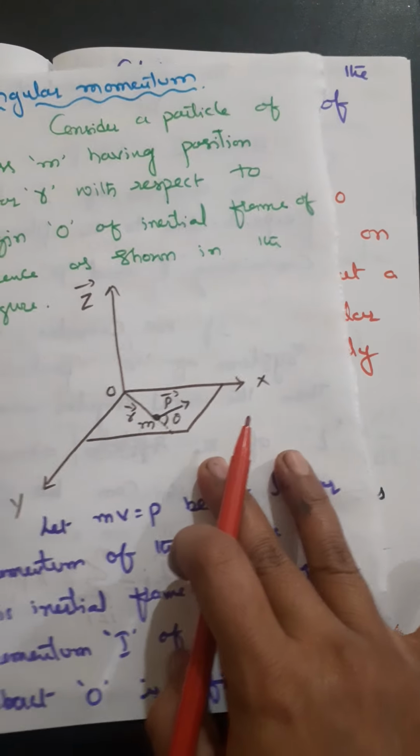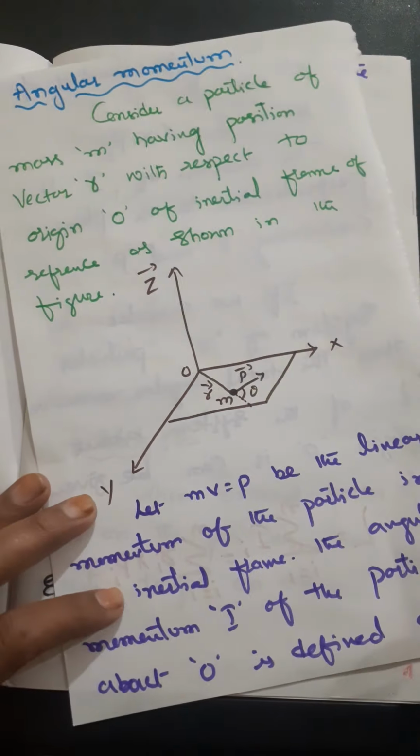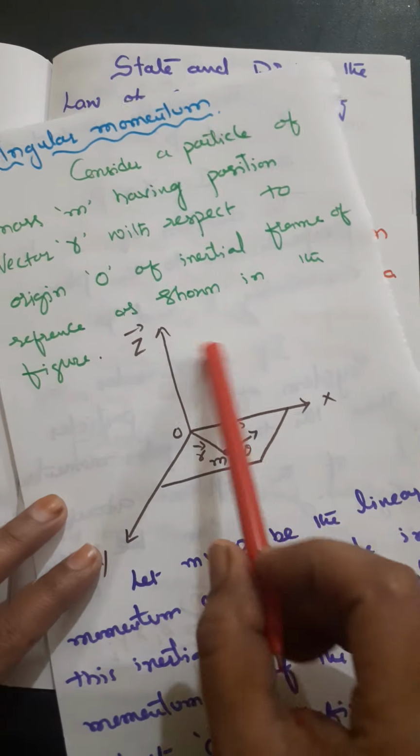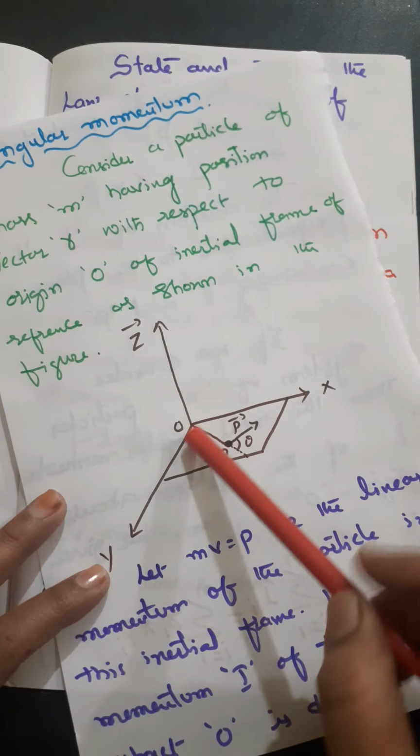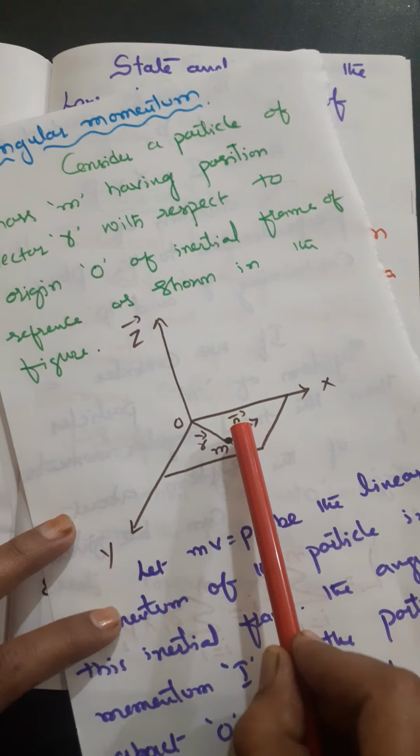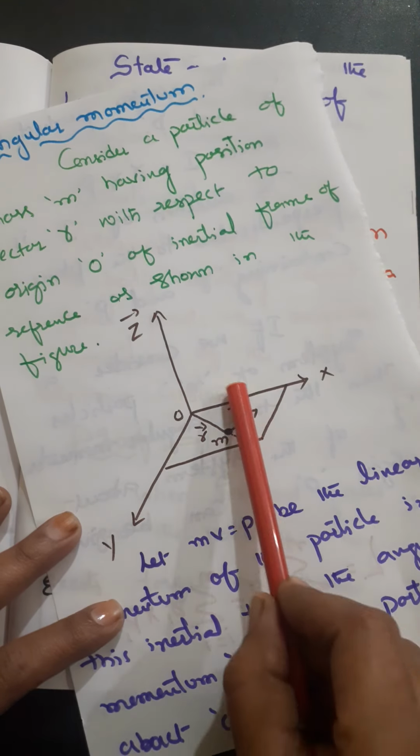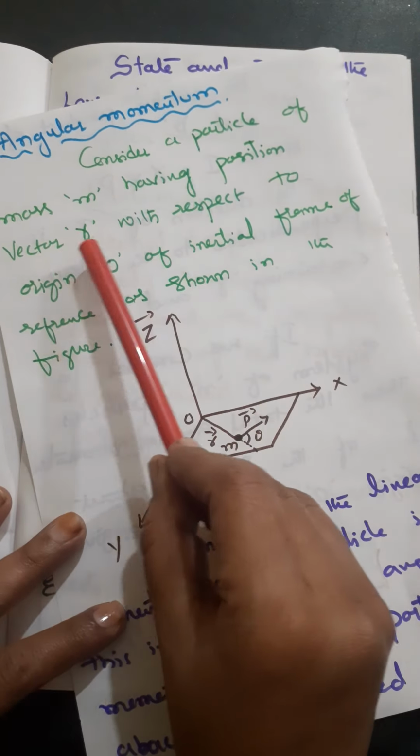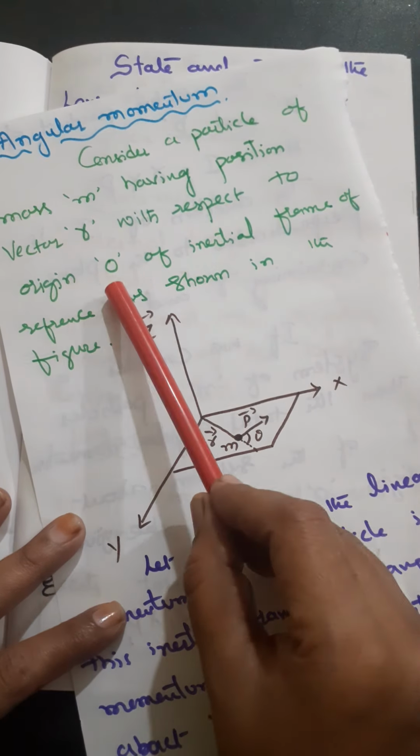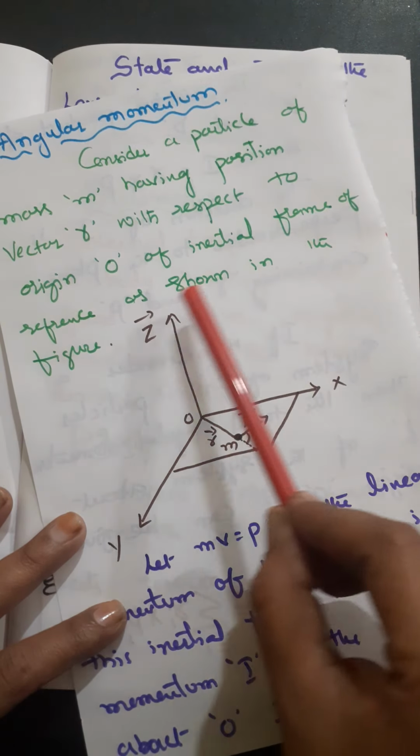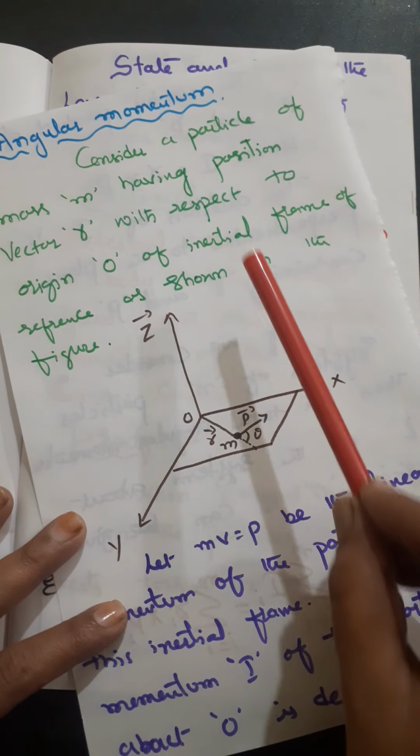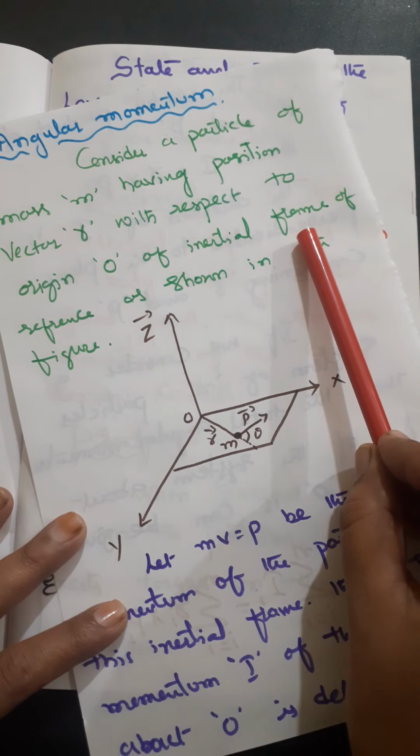Here I have given a little bit of introduction to angular momentum. What is angular momentum? For that purpose, let us consider a particle P having some mass m, which is rotating around a fixed position, having a position vector r with respect to the origin O of an inertial frame of reference, as shown in the figure. So what is an inertial frame? It means a frame in which Newton's laws hold good.